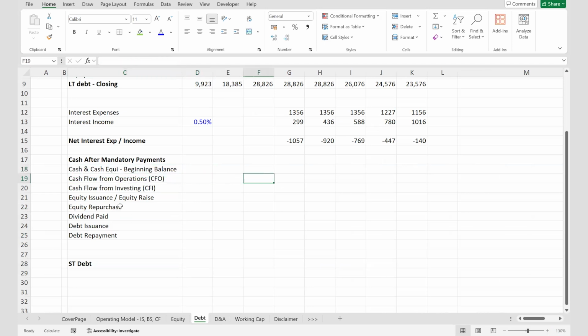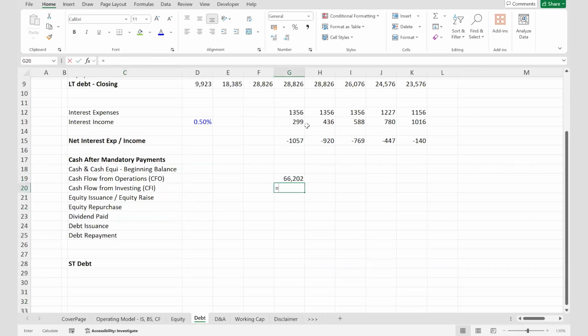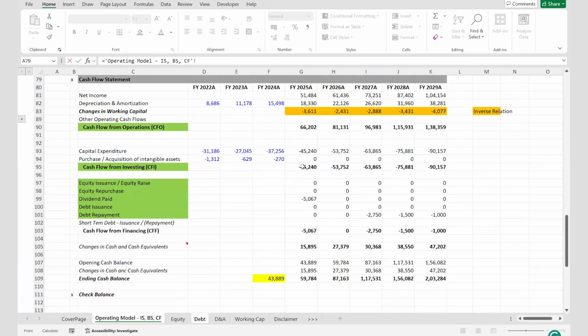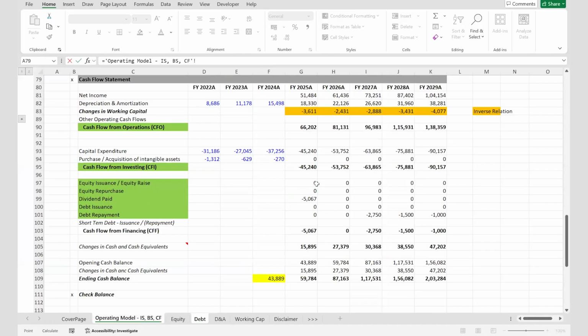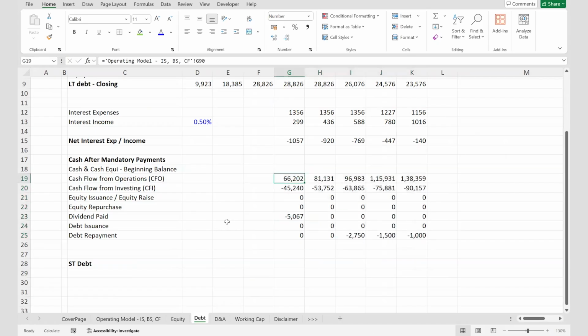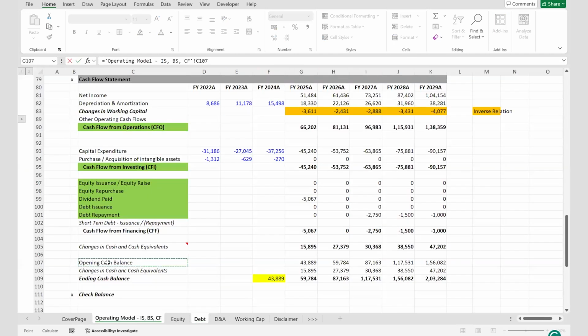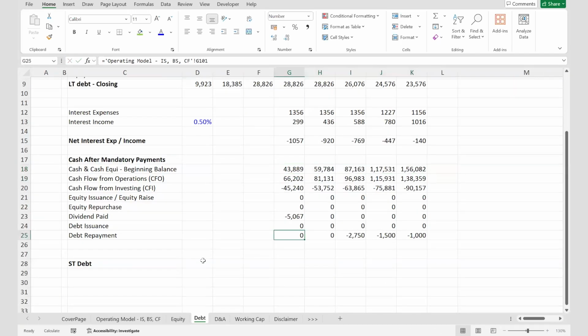Okay, so let's go one by one. I need CFO. This is my CFO. I need CFI investing. I got my CFI investing activity. Then I need equity issuance. Equity issuance is this. Then I can drag all the things that I have got: equity repurchase, dividend, debt issuance, and repayment, and drag it for the next 5 years. So I've got all the numbers. I now need the beginning balance of cash, which is my opening cash or beginning cash, which is 43,000.